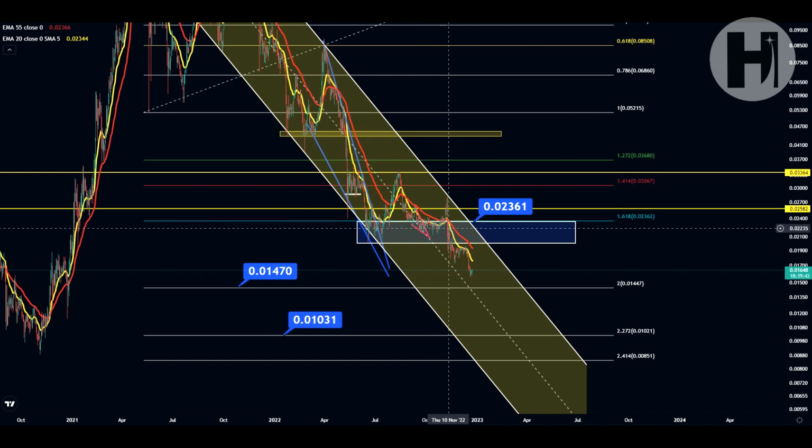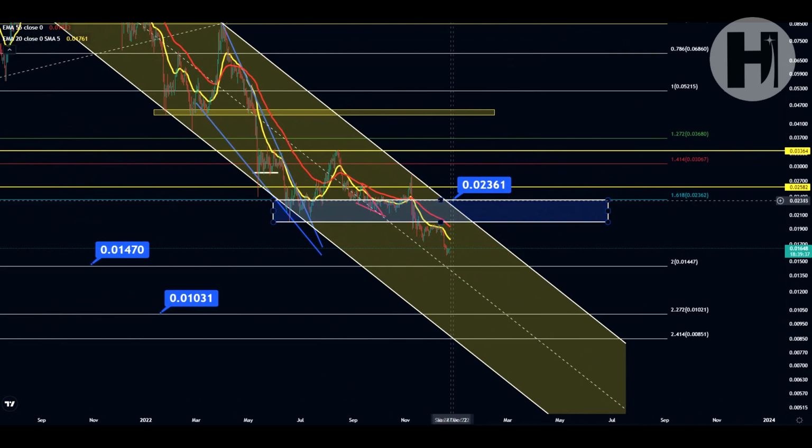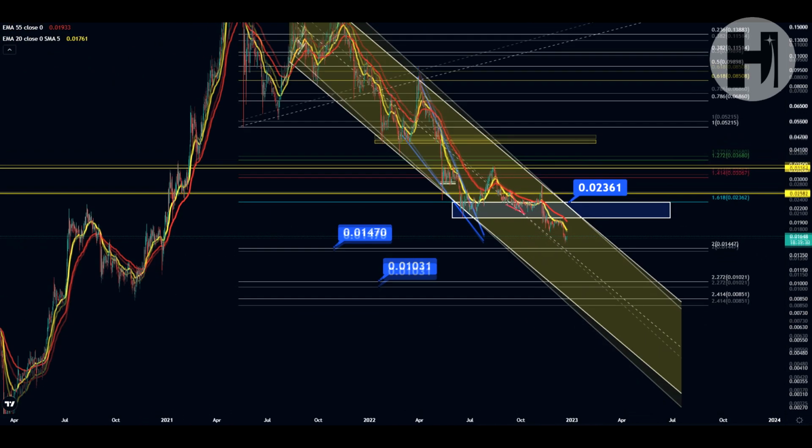We also had a support block that we have been retesting multiple times from June till October, and we just managed to lose it with the FTX crash. That freaking Bankman-Fried guy dropped us out of this support block. We retested it as resistance, and down we go further in this channel down pattern.